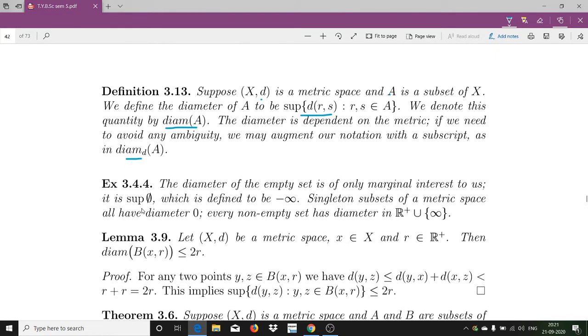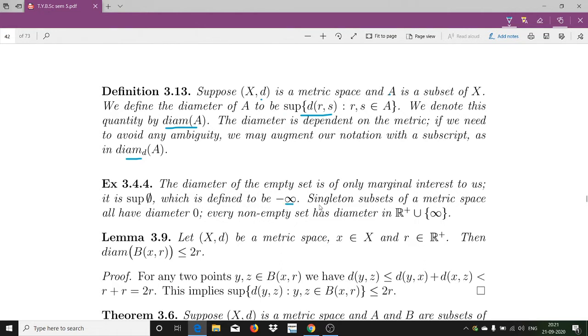Now, this first example which I have given, we are least interested in the empty set. Still I have just written it. What will be the diameter of empty set? So diameter of empty set is supremum of distance between 2 points of empty set, but empty set does not have any element. So the set which you are taking is empty. So diameter of empty set is supremum of empty set, but supremum of empty set is minus infinity. Therefore we say diameter of empty set is minus infinity.